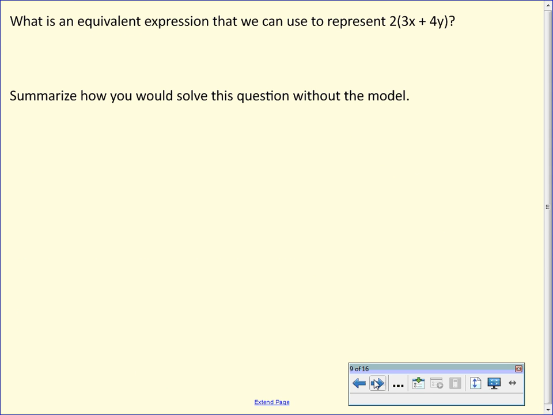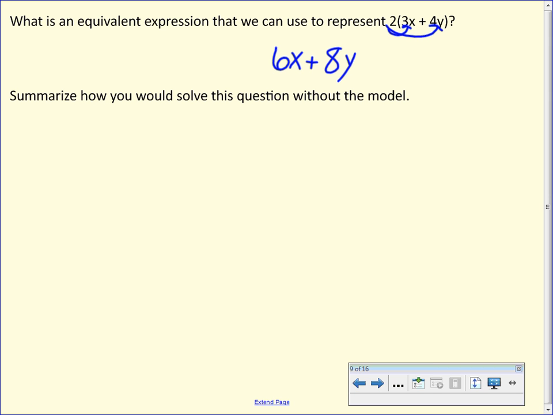So an equivalent expression would be, what did we get when we had two groups of 3x? We had 6x. And when we had two groups of 4y, we had 8y. Now, drawing the models is great. I can see what it means when I'm multiplying something inside the parentheses by something outside the parentheses. But I really don't want to draw a model every single time.